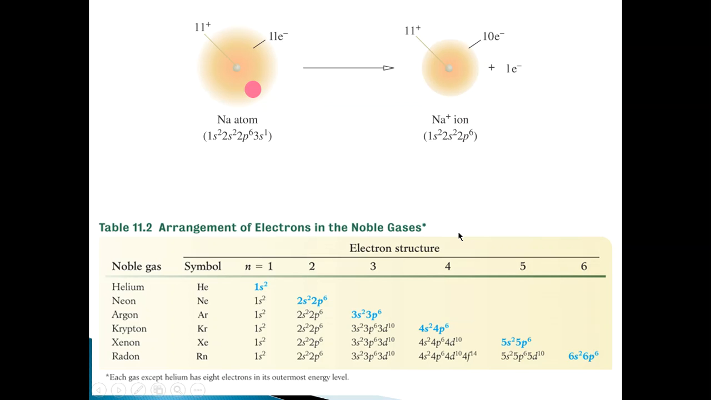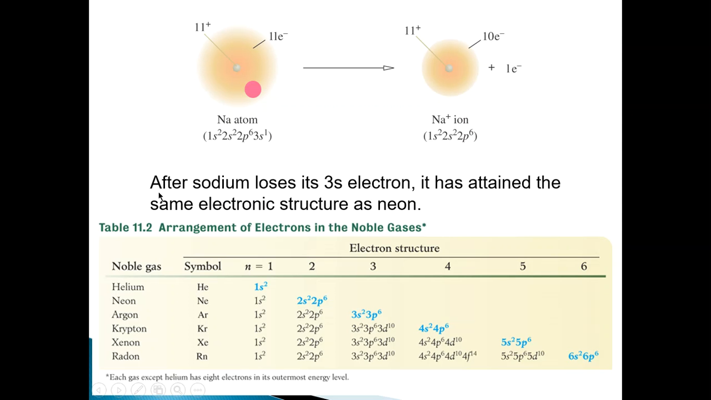Now, let's look at how the sodium atom forms a sodium ion. The sodium atom has this electron configuration, with a total of 11 electrons and 11 protons residing in the nucleus. What happens is that the sodium will lose the valence electron, the electron in the 3s orbital, and when that happens, the sodium atom becomes a sodium ion. If you look at the electron configuration of the sodium ion, it is the same as the electron configuration of neon.